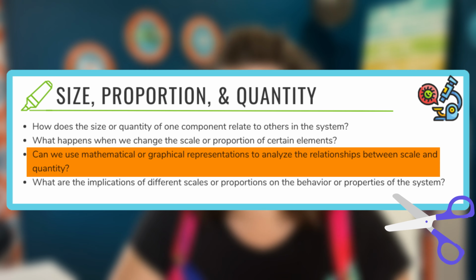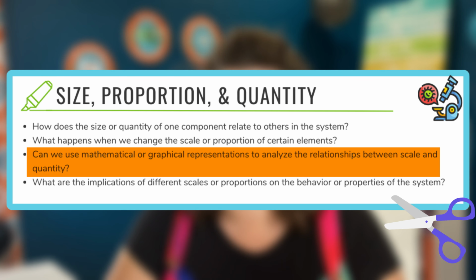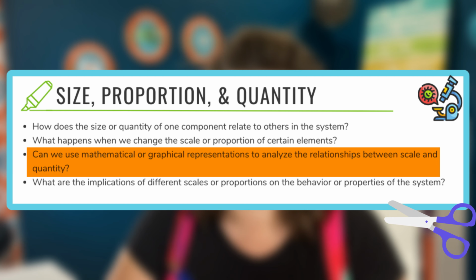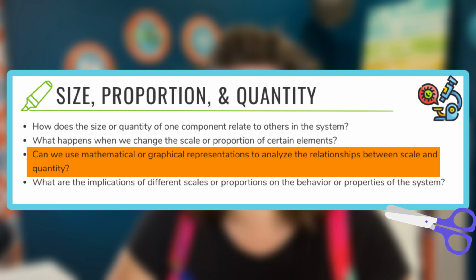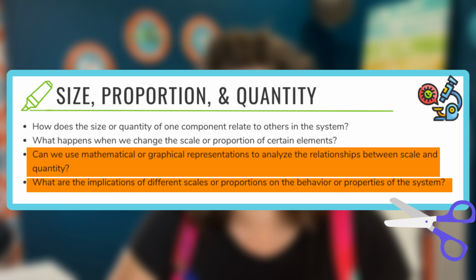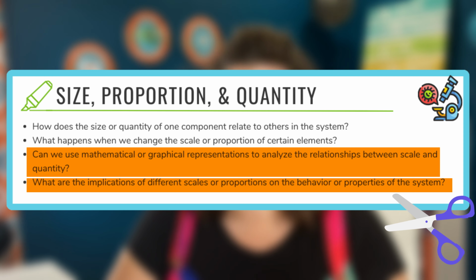First up, can we use math or graphs to analyze the relationships between scale and quantity? How does it change in response to maybe some other factors? And what are the implications of different scales or proportions on the behavior of properties of the system? So something that comes to mind there would be biology and the regular occurrence of specific nucleotides in a DNA sequence or an RNA sequence that codes for genes. That would be an implication of different quantity, not so much size and proportion, but certainly different quantity.